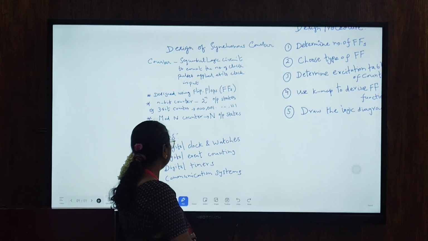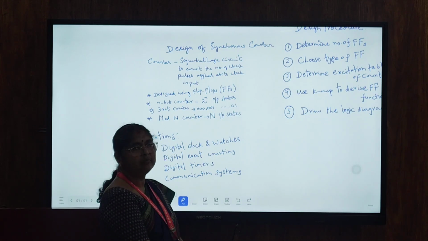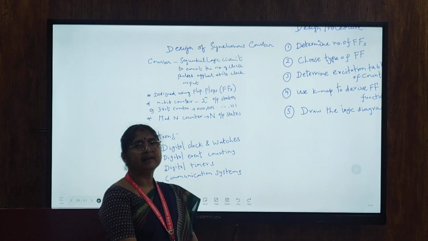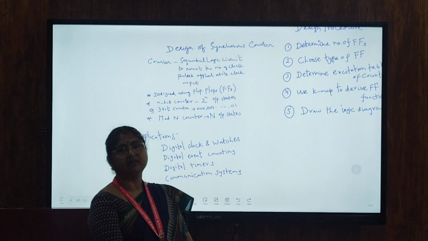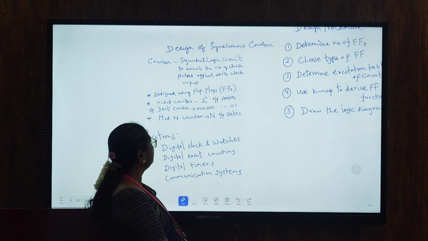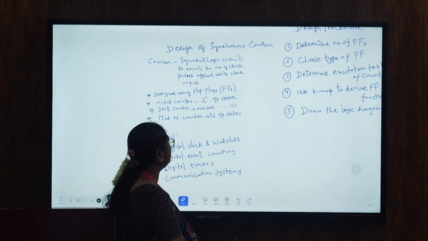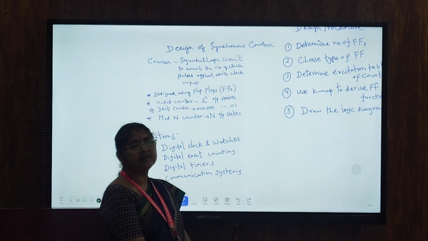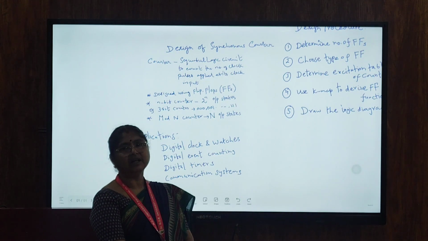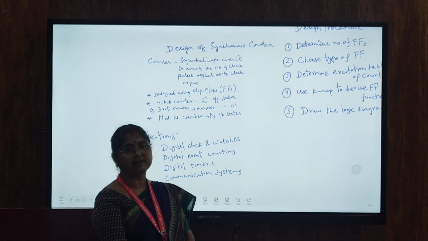An n-bit binary counter has 2 power n output states. For example, a 3-bit counter can count from 000, 001, up to 111. So there are 8 output states in a 3-bit counter. If it is a 4-bit counter, it can count up to 16 states.